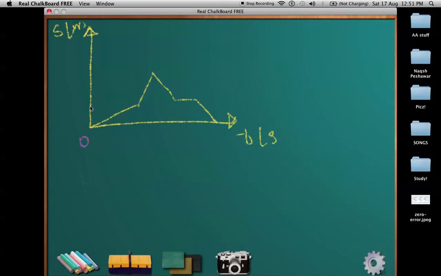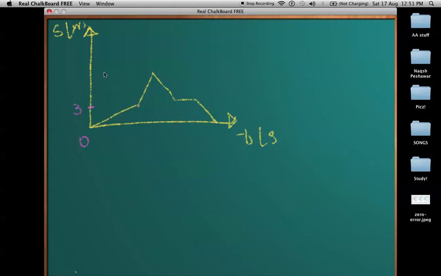This is 0. Let's say this mark here is 3. This mark, the peak, is 6. This mark again is 3 at a height of 3, and this is 0. This time is, let's say, 3 seconds. This time for this peak is, let's say, 5 seconds. This time it's 7 seconds. This time, let's say it's 10 seconds. And this time it's 12 seconds.